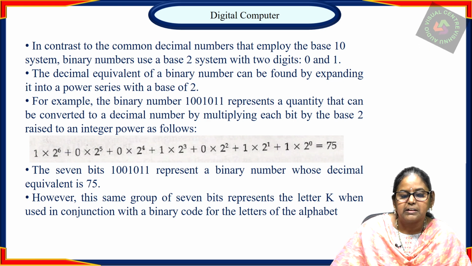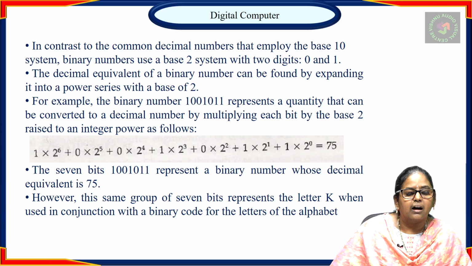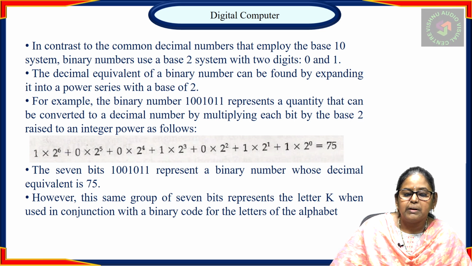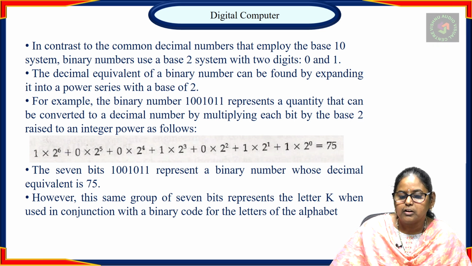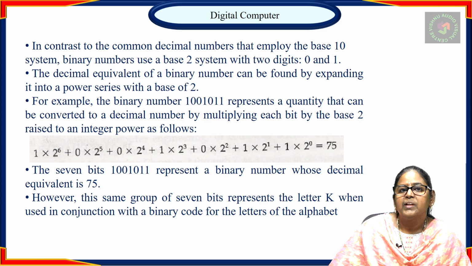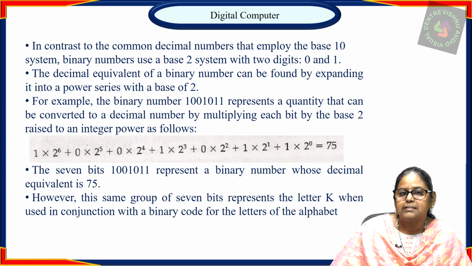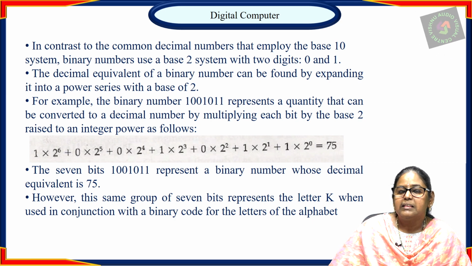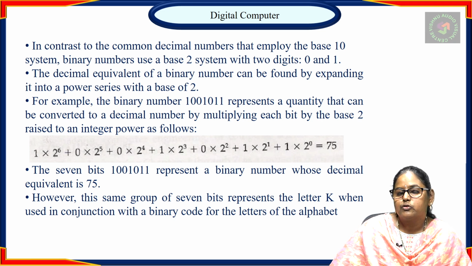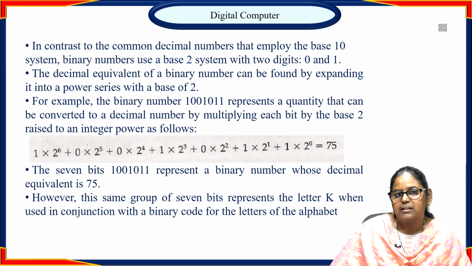You can see in that particular example, when we take the binary number 1001011, here we can see 1 into 2 power 6 plus 0 into 2 power 5 plus 0 into 2 power 4 plus 1 into 2 power 3 plus 0 into 2 power 2 plus 1 into 2 power 1 plus 1 into 2 power 0, which is equivalent to the decimal value 75. This binary value, when converted to decimal, shows the decimal value as 75.